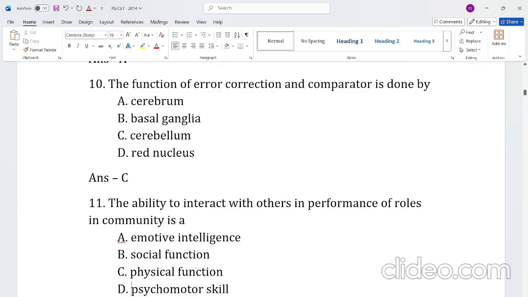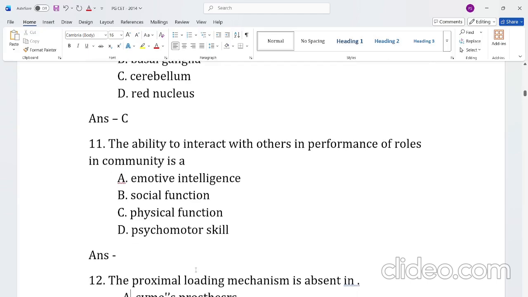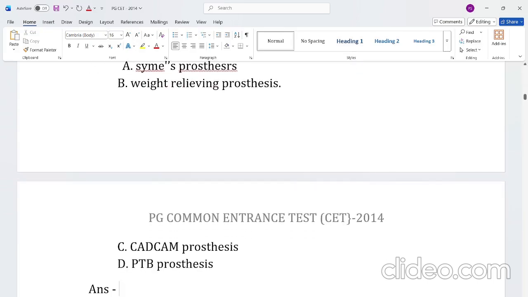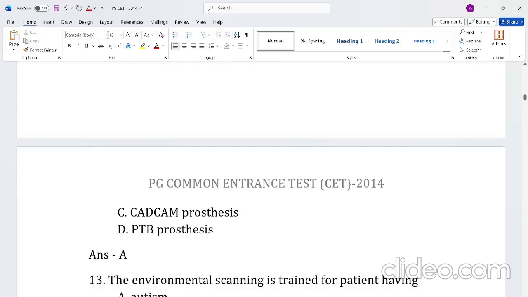The ability to interact with others in performance of roles in the community is called social function, right? It's the definition of social function. Then, the proximal loading mechanism is absent in: option A, Symes prosthesis; option B, weight relieving prosthesis; option C, CAD-CAM prosthesis; option D, PTB prosthesis. The answer will be option A. Symes prosthesis is applied in ankle disarticulation, and it mostly bears distal weight, but in the other choices, they basically relieve the weight from the proximal part. That's why the answer will be option A, Symes prosthesis, right?